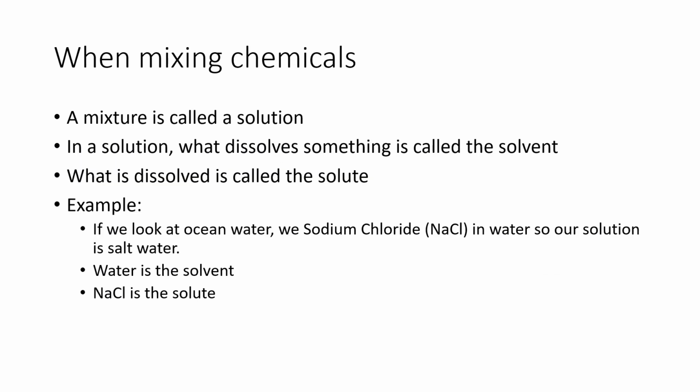Now, when we're mixing mixtures like that, usually we have something that is being dissolved and something that dissolves. Together we call this a solution. A mixture of things that are dissolved with what dissolves it is a solution. In a solution, the thing that's being dissolved is called a solute, and the liquid that's dissolving the solute is a solvent. And so always look at that.